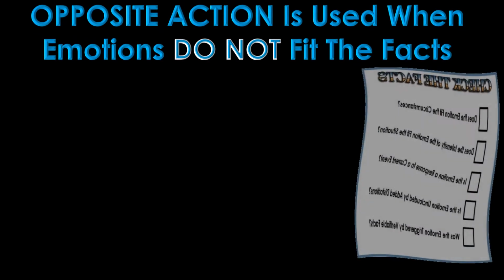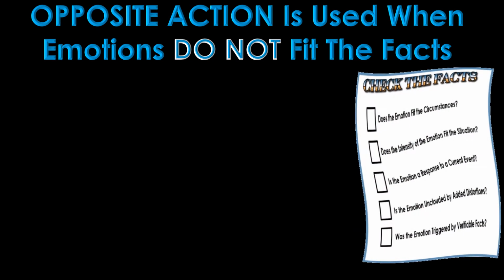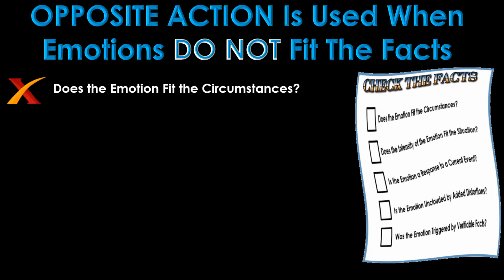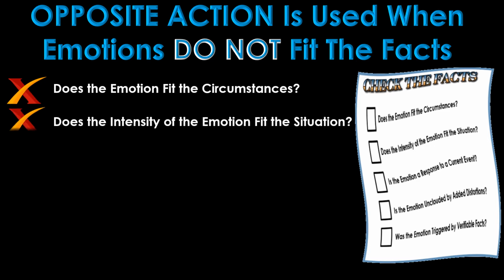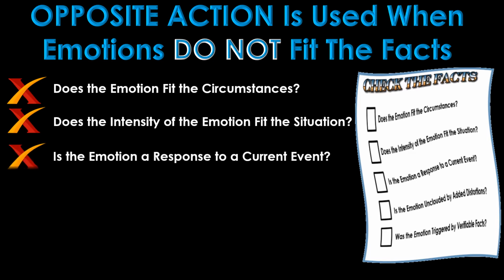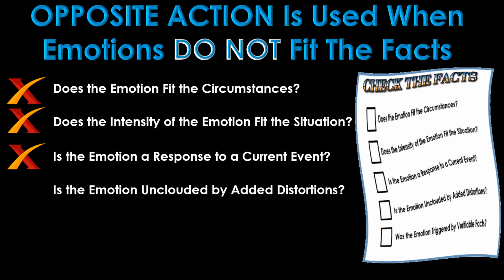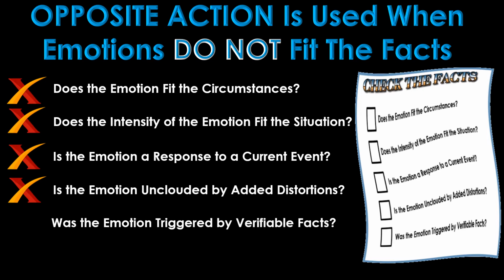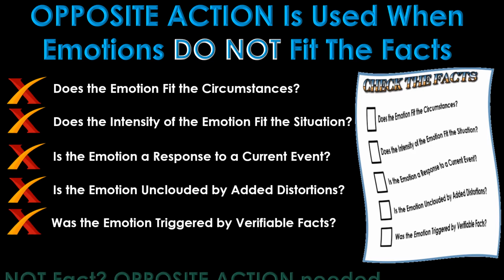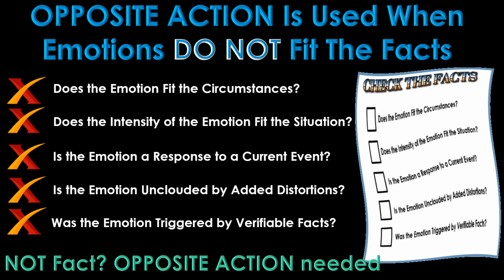Opposite action is used when emotions do not fit the facts. So let's do some fact-checking here. First of all, does the emotion fit the circumstances? Does the intensity of the emotion fit the situation? Is the emotion a response to a current event? Is the emotion unclouded by added distortions? Was the emotion triggered by verifiable facts? Was it not a fact? Then opposite action is needed.